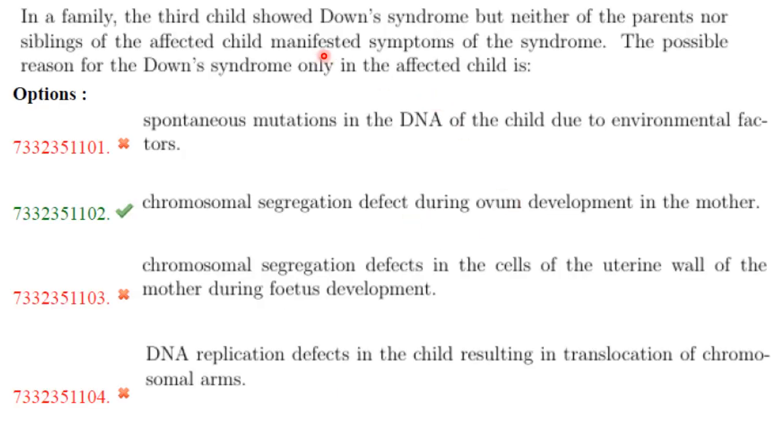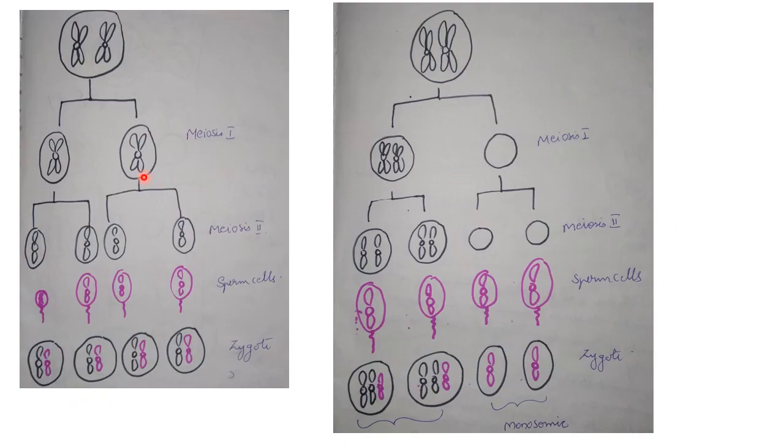Now next one. In a family, the third child showed Down syndrome, but neither of the parents nor siblings of the affected child manifested symptoms of the syndrome. The possible reason for Down syndrome only in the affected child is... so it is due to chromosomal segregation defect during ovum development in the mother. So what is this chromosomal segregation defect? In normal meiosis, first the chromosomes separate, then the chromatids separate, and upon fusion with the sperm cells, you will get a zygote having 46 chromosomes. But in the case of Down syndrome, it is due to trisomy of the 21st chromosome.